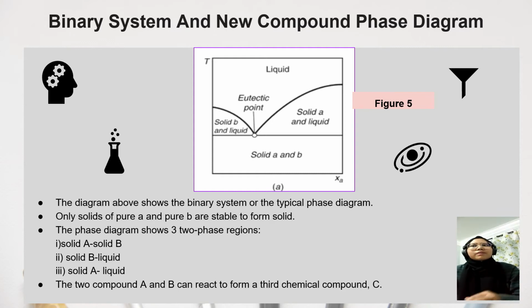Okay, for the binary system with a new compound phase diagram, figure 5 shows the binary system or the typical phase diagram. Only solid pure A and pure B are stable to form solid. Based on this phase diagram, we can see there are three two-phase regions, which are solid A and B, solid A and liquid, and solid B and liquid. So the two compounds A and B will react and form a third chemical compound, which is C.